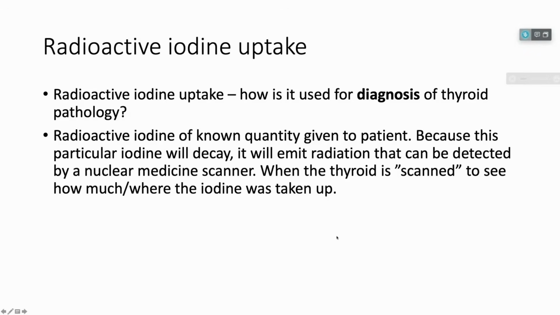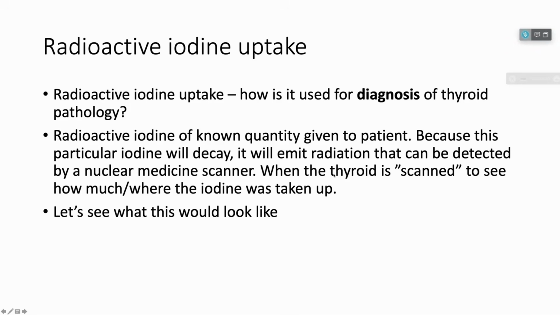So you give radioactive iodine, right? It's like in the case of radioactive thyroid ablation, but different in the sense that the radiation it emits is not really toxic like the other kind of radiation. They do that by giving a different isotope. It goes to the thyroid gland, and if the thyroid gland is making thyroid hormone, it'll take it up. If it's taken up, then it'll decay, and you can use a nuclear medicine scanner to see how much and where the iodine was taken up.